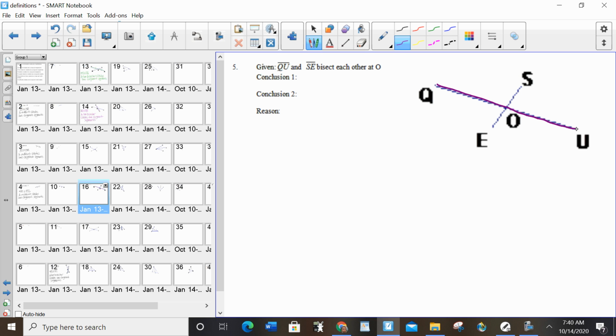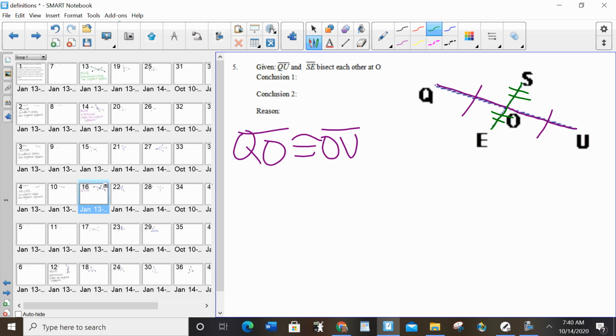If QU is being bisected, then QO must be congruent to OU. If SE is being bisected, then SO must be congruent to OE. Now, as far as notation, I put 1 dash on QO and OU. If there's a second pair of things that are congruent, then I mark them each with 2 dashes. If there was a third pair, I would mark those with 3 dashes.